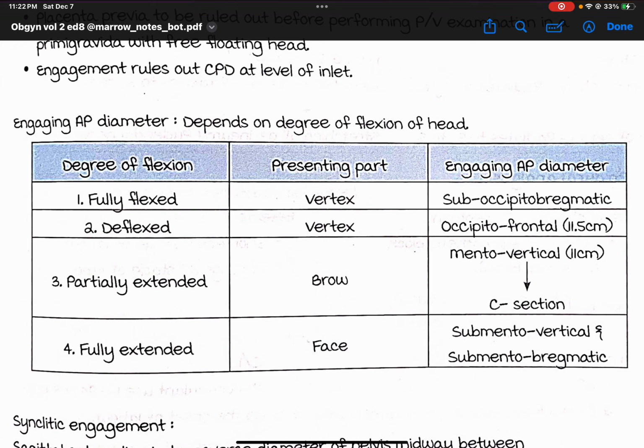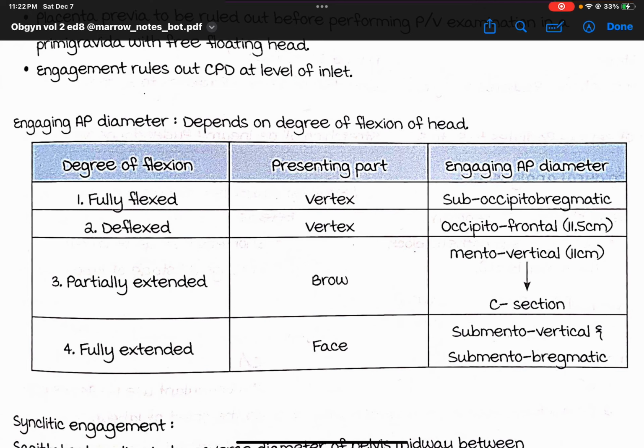Engaging AP diameter depends on degree of flexion of head. Degree of flexion, presenting part, engaging AP diameter. Fully flexed, deflexed, partially extended, fully extended. So fully flexed: vertex, deflexed: vertex, partially extended: brow, fully extended: face.